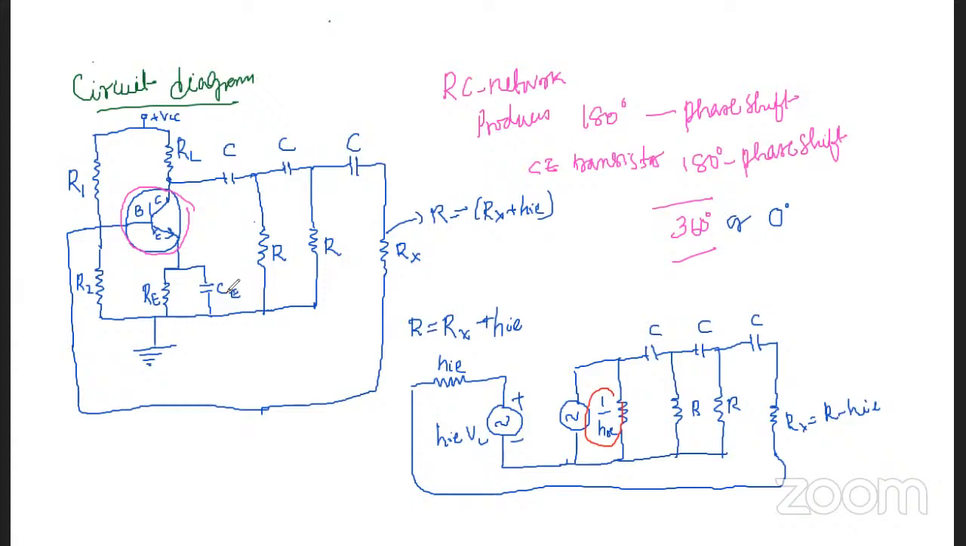Then we have this part, which is the RC combinations given into the feedback. This resistance Rx we have taken because we already have an input resistance RIE. Therefore Rx plus RIE, that is Rx, should become R. That is the condition which we have to take here.